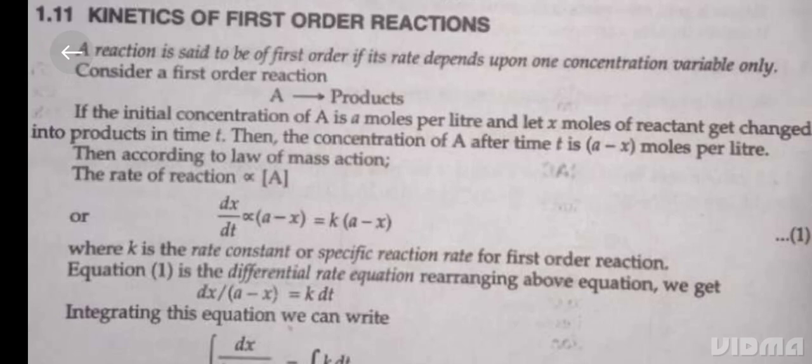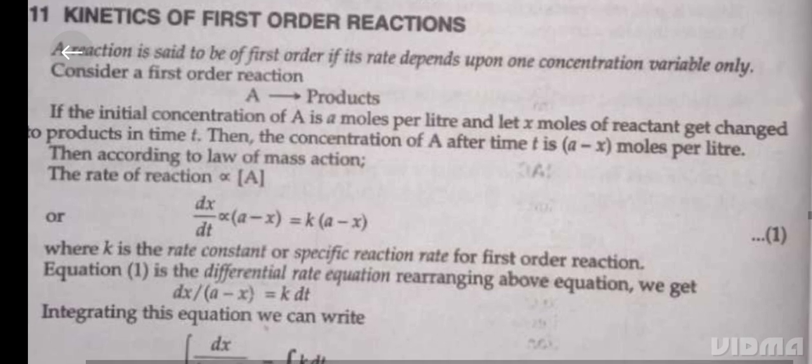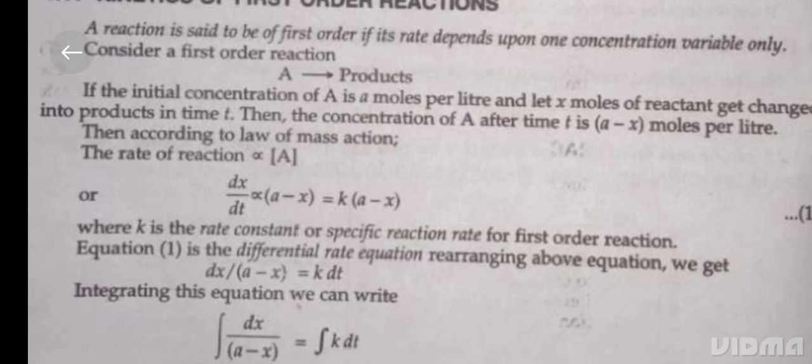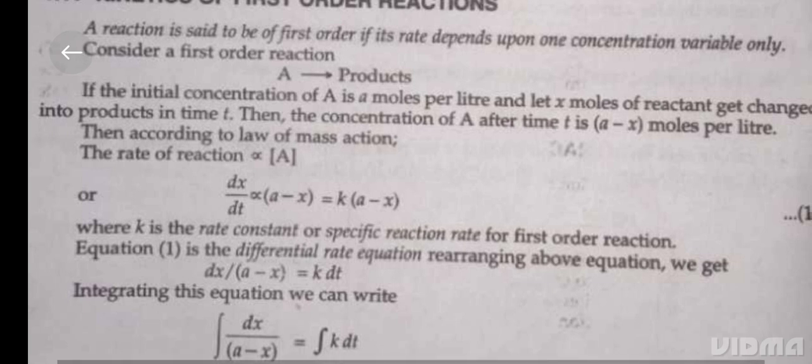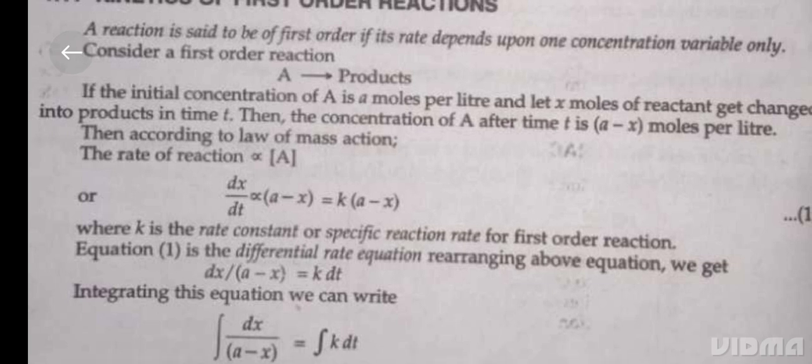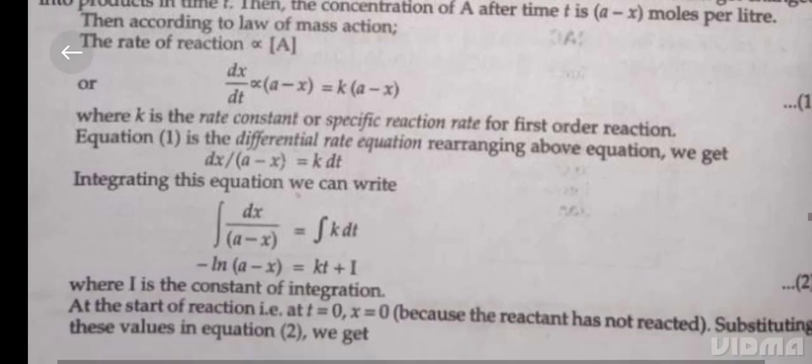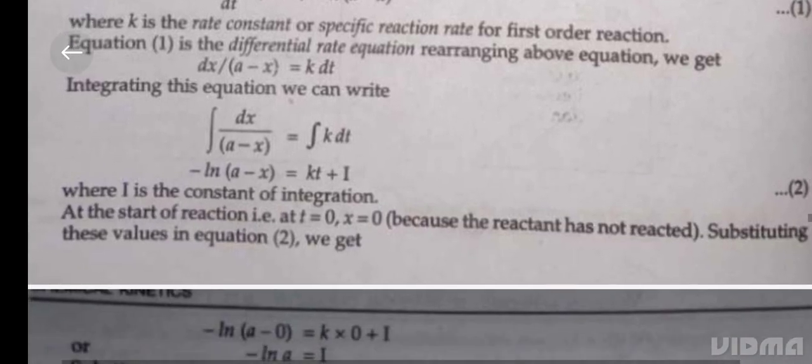Kinetics of first order reactions. A reaction is said to be of first order if its rate depends upon the concentration of one variable only. Consider a first order reaction, A gives products. If the initial concentration of A is a moles per liter and x moles of reactant get changed into products in time t, then the concentration of A after time t is a minus x moles per liter. Then according to the law of mass action, the rate of reaction is directly proportional to a minus x. dx upon dt is directly proportional to a minus x, which is equal to K times a minus x, where K is the rate constant or specific rate of reaction for the first order reaction. Equation 1 is the differential rate equation.